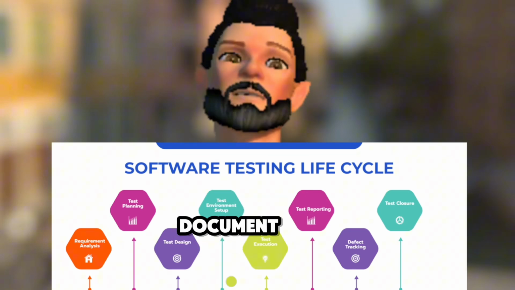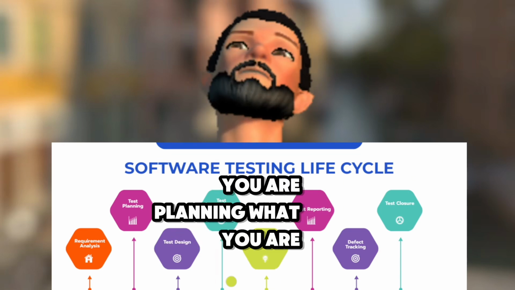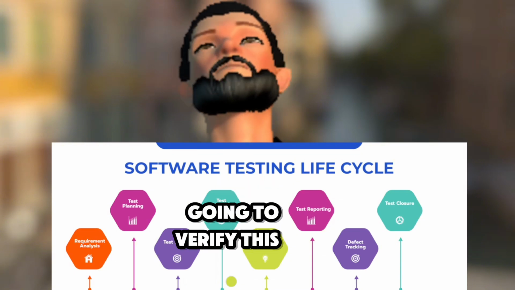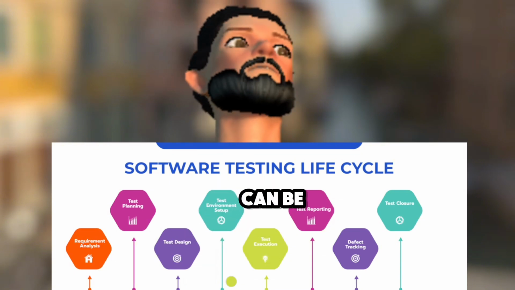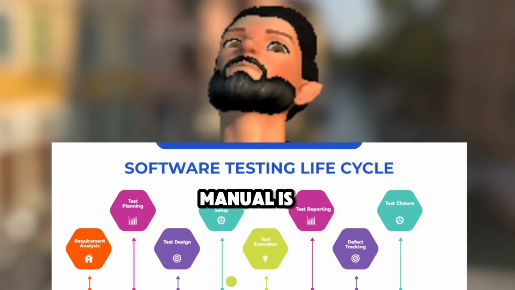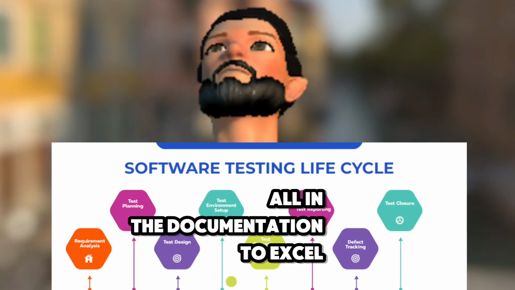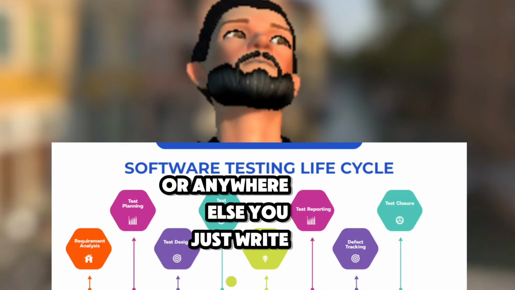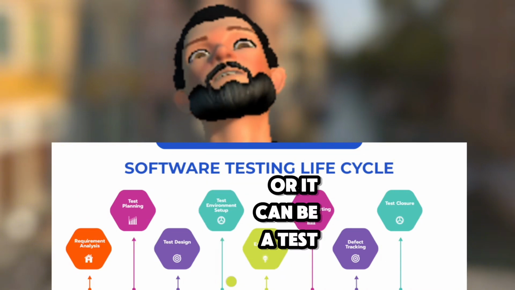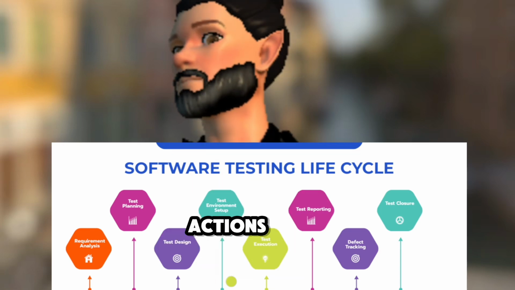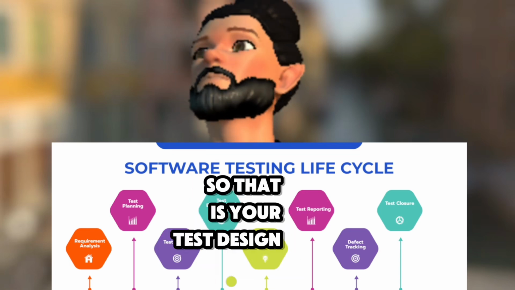and then you also write what we call test design. You document your planning, what you wanted to do. So I'm going to do this, and I'm going to verify this. So this is the test design. It can be either manual or automation. Manual is pretty much documenting it all in a documentation tool, Excel or anywhere else. You just write what you wanted to do. Or it can be a test automation phase where you write functions for doing the actions you're planning to do. So that is your test design phase.